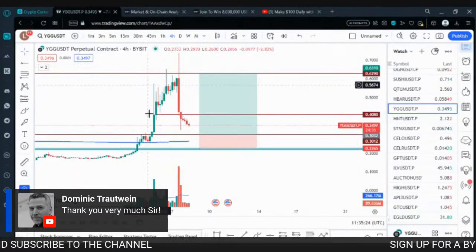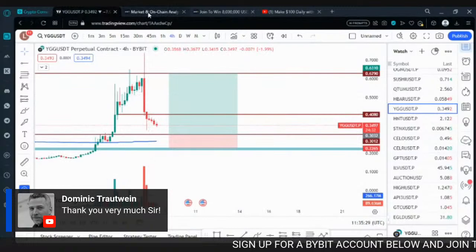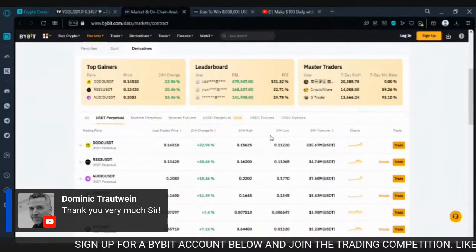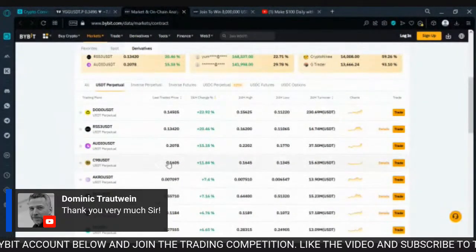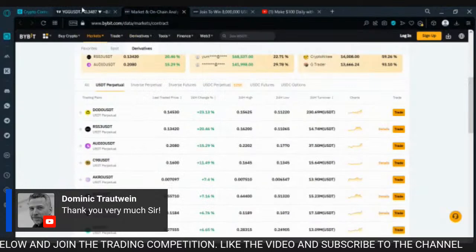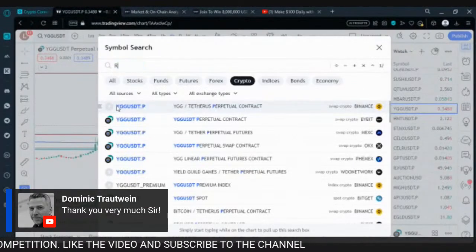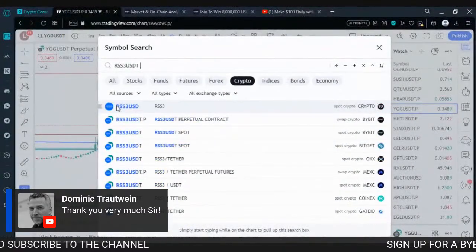Okay, so which other token are we looking at, guys? Which other token do you want us to look at? Let me know in the chat. Okay, RSS3. Let's look at that and see the levels we are currently at.